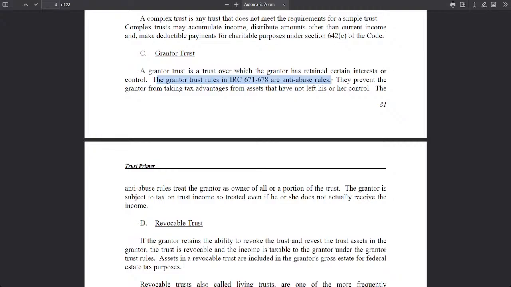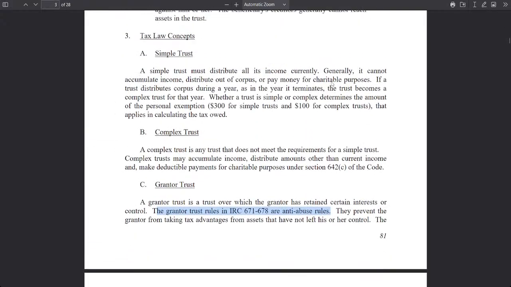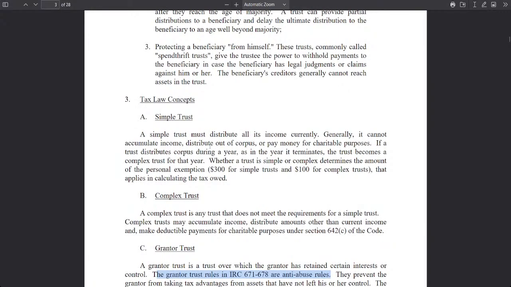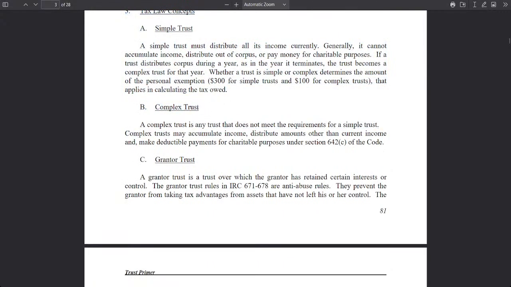Well, I'm gonna tell you this. This is where I'm at. This is where I'm at right here. Now stop it. Just quit. Thank you. Jeez. Complex trust.